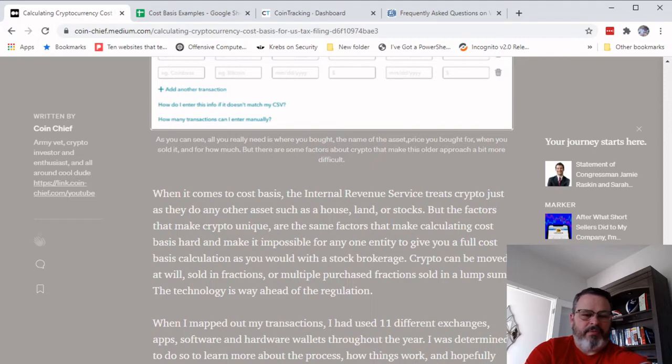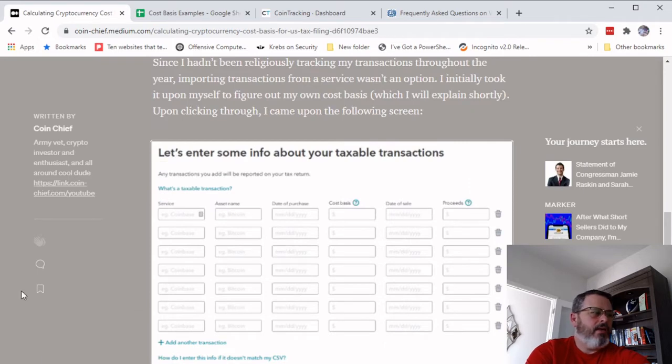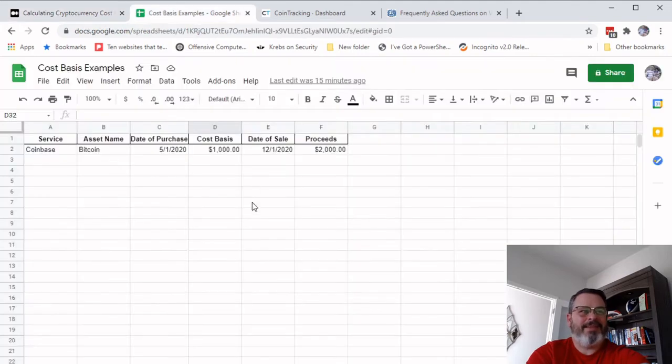Okay, so basically, you can do it yourself, or you can pay to have somebody do it. Now I'm going to show you how you can do it yourself, but this is a very basic example, mind you, and these are not real prices. I just threw these in for illustrative purposes only. So this is a single buy. We bought $1,000 worth of Bitcoin on May 1st, 2020, and we sold on December 1st for $2,000. So it perfectly doubled. These are nice round numbers, and they work out well for my example.